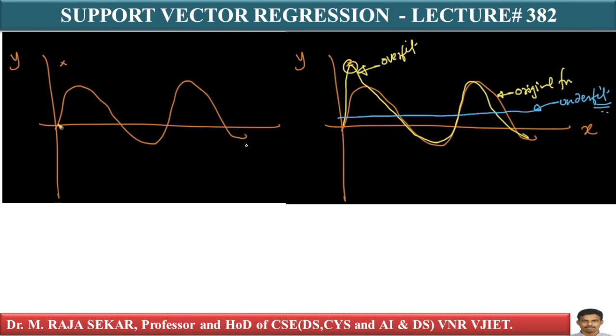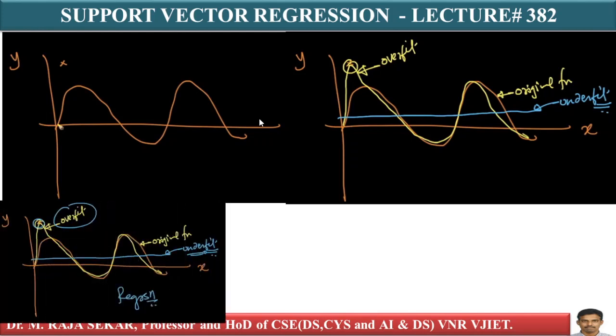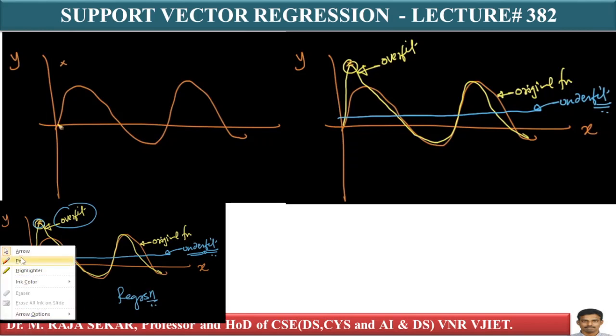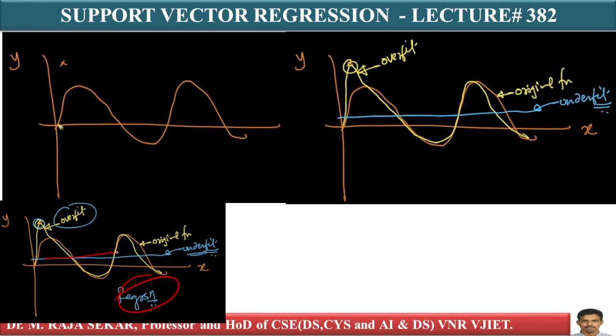That's what we showed in Wikipedia also. You have a sine wave, and as epsilon increases, you are underfitting, isn't it? As epsilon increases, you are underfitting because you are trying to get almost a straight line. Just see this. That's what happens for regression, isn't it? This is related to underfit. This is related to overfit. This is the original curve.